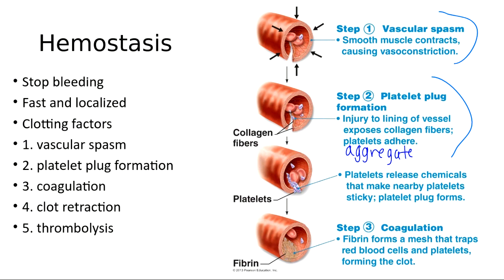Next, step 3. Step 3 is probably the most complicated. Coagulation. I'll give you the gist of it, then we'll go through it step by step. What you need to know, at the least, is that coagulation causes the formation of fibrin, a mesh network of fibrin threads. That's going to trap red blood cells and platelets and solidify a clot. All right, so you can see that here.